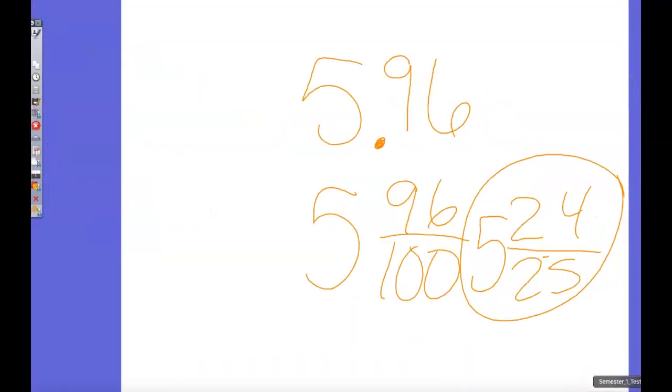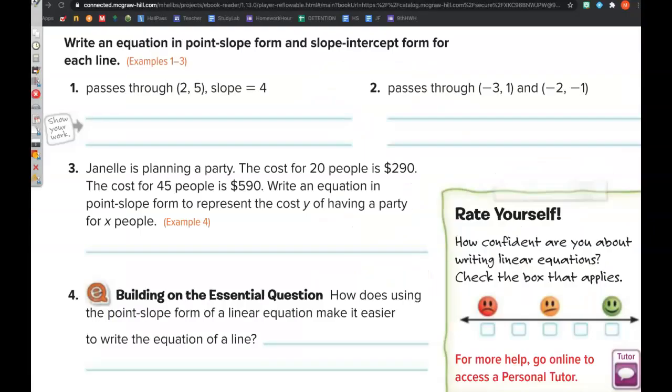DJ? Y minus? Which one's your x and which one's your y? Yes, because this is your x1 and your y1. So it'd be y minus 5 equals 4, and then x minus 2. Good. So then that should have been your first answer. Any questions on that? Thumbs up if you got that.